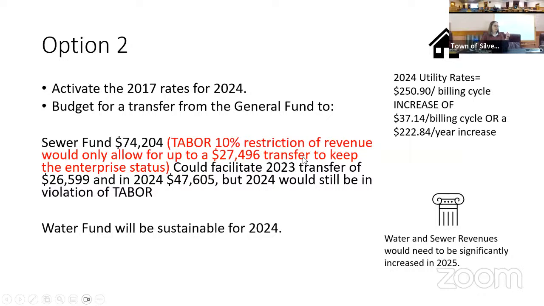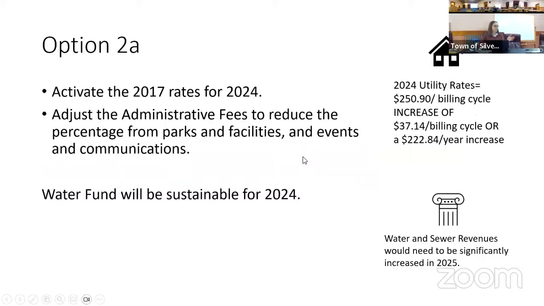Not a great option. Option 2A is activate the 2017 rates for 2024 and look at adjusting admin fees to reduce the percentage from parks and facilities and events and communications. Water fund will still be sustainable for 2024. I did put what it would do to our utility rates over here, for anyone that wants to see that, but I do have a summary sheet after that you can use for discussion.